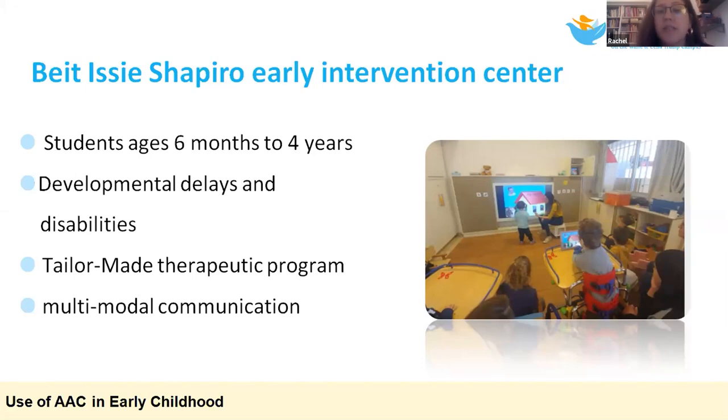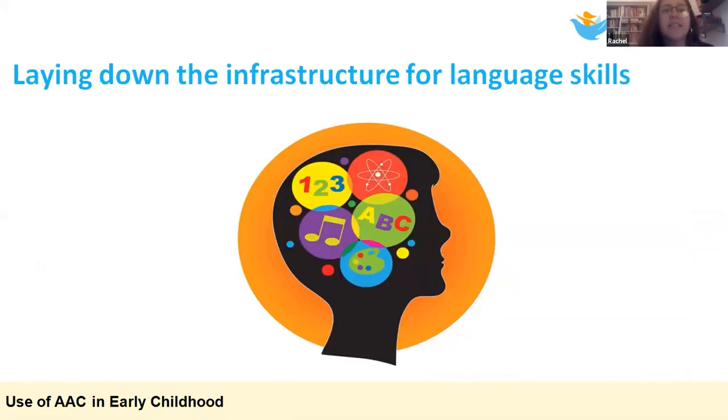Communication-wise, we are using multimodal communication, which means that we use various methods of communication, like sign language, symbols, and spoken language, all combined in order to let the children learn language in their own way and to give them support to do so. And it's very important to start working with AAC at a young age, because that is the time our brain is actually wired to learn language, and we can help a child lay down the infrastructure for language and language processing. And that will help him to express himself and also help him to develop language comprehension and language.